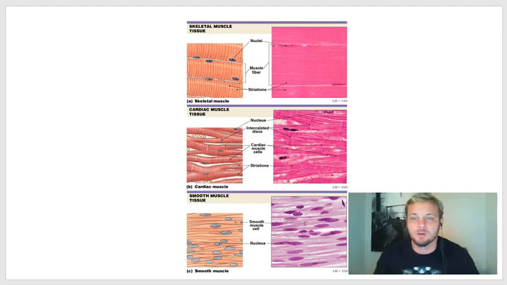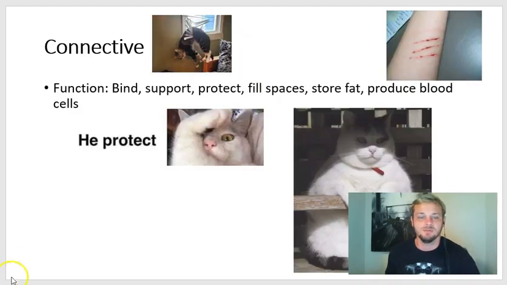All right, so our three types of muscle: skeletal, cardiac, smooth. Make sure to know which ones are voluntary, involuntary, striated, non-striated, multinucleated, mononucleated. And we will pick up with connective tissue next time.